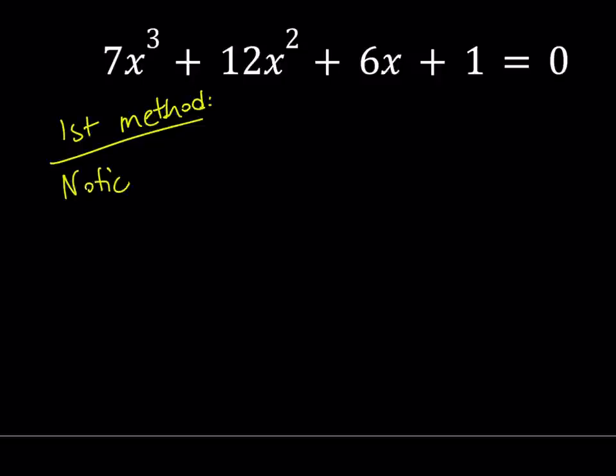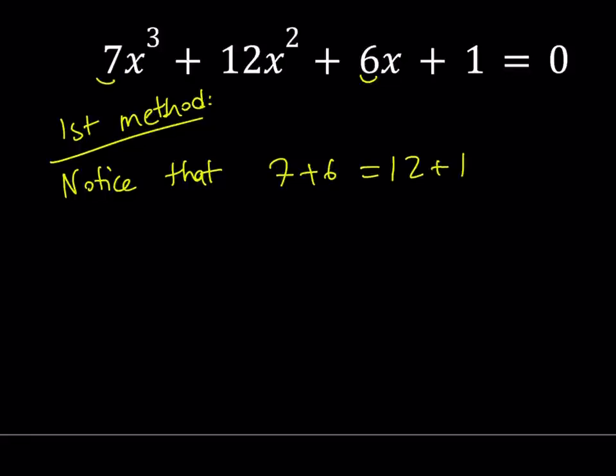Notice that, maybe you already did, 7 plus 6 is equal to 12 plus 1. Well, we already knew that. Yes, but it has an important meaning. 7 plus 6 is equal to 12 plus 1. What is that supposed to tell you in terms of the coefficients of this cubic equation? And if you said the sum of the even coefficients equals the sum of the odd coefficients, you got it right. That is the fact.